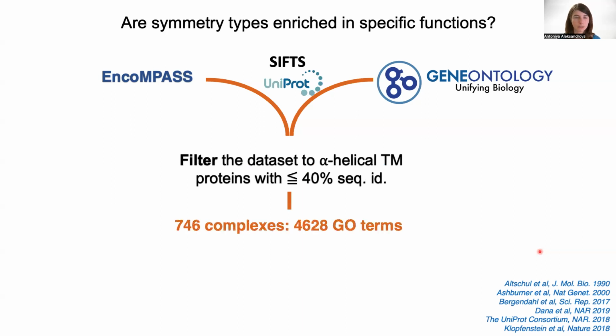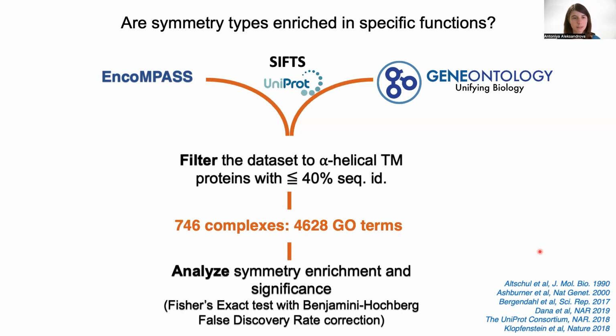And the result is 746 complexes that are connected to 4,628 GO terms, and each protein is associated with at least one GO term. So finally, we analyze these results by calculating the enrichment of the GO terms within each type of symmetry and the significance of the enrichments using a corrected Fisher's exact test. We also make sure to remove redundant GO terms, which we define as ones that are shared between over 50% of the same structures.